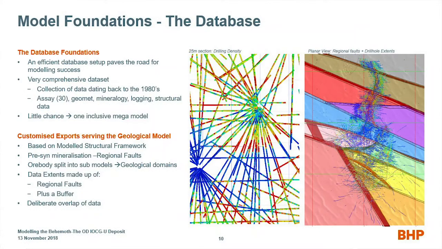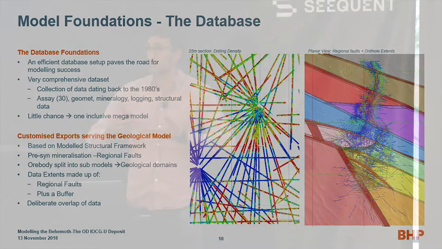Okay, so it all starts with the database. I think we had a really good luxury in terms of saying, hey, this is what we want. How do we get there? It was essentially taking our database, asking ourselves how we want to do this, and then designing a database from the very foundations to serve our geological models. An efficient database would set up a path to success. As I've described, we have a very comprehensive database, up to 30 assay elements that we sample for, including geomet, mineralogy, and stoichiometric calculations that are all included in our models.